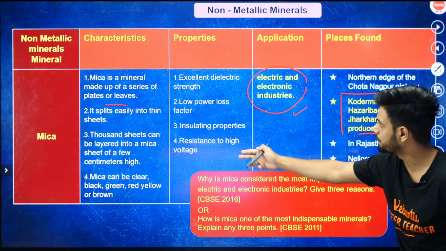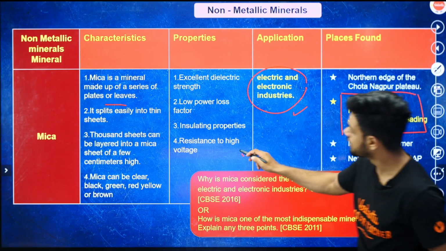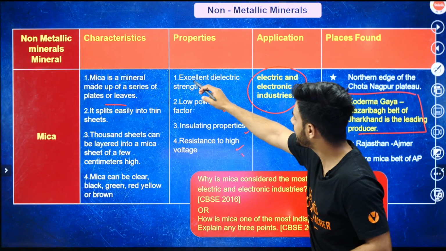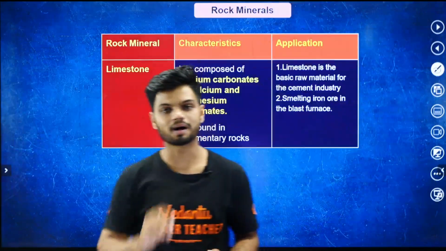Write this also. Properties. And how mica is one of the most indispensable minerals. Again, high resistance to voltage, insulating property, low power loss factor, excellent dielectric strength. All of the four points, marks are used.